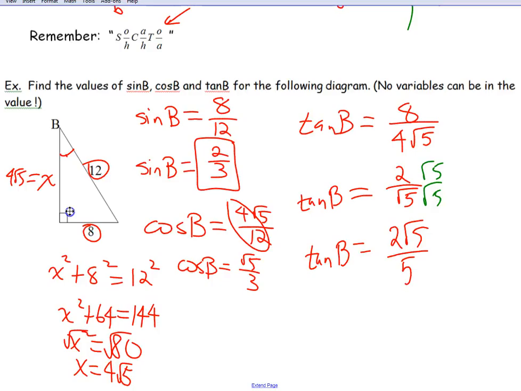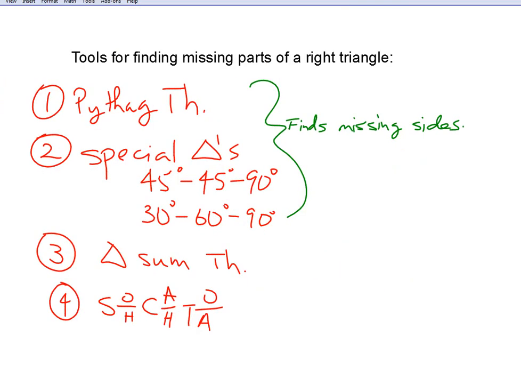So my 3 fractions: the sine of angle B, we found to be 2/3. The cosine of angle B is radical 5 over 3. And the tangent of angle B is 2 root 5 over 5. And that's how you can use the Pythagorean Theorem to find the fractions sine, cosine, and tangent of an acute angle. Okay, now let's go into how we actually find missing parts of a triangle.